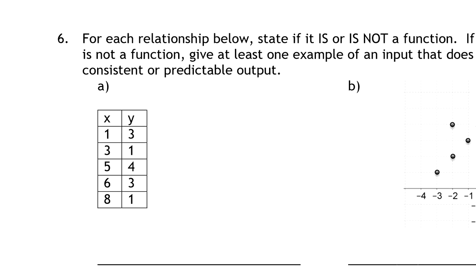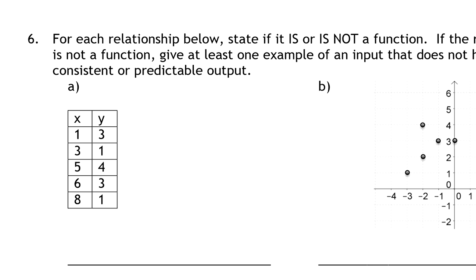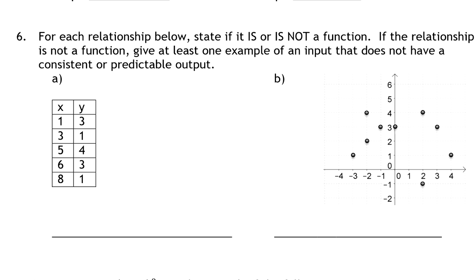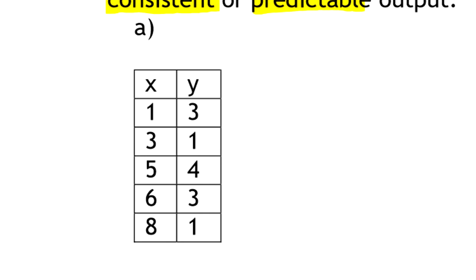On question 6, we're given 2 relationships and asked to identify if they're functions. Functions or not functions. And if they're not functions, we're asked to give at least one example of an input that does not have a consistent or predictable output. So this is the thing we're looking for, right? Are the outputs consistent and are they predictable? Well, when I look at part A, every single one of these outputs, you can see 1 is always producing an output of 3. As I look down this table, I never see an input of 1 produce anything other than 3. So that's consistent and predictable.